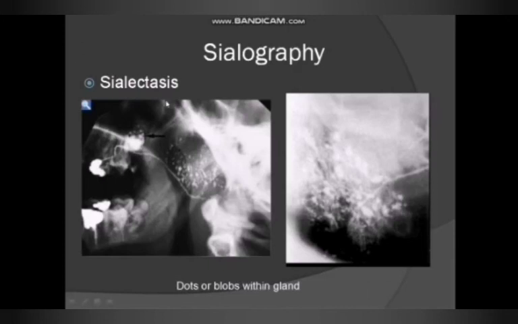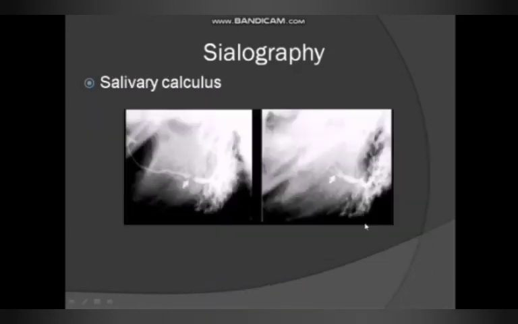In sialadenitis, which is an inflammation of glandular tissue, we can see a focal collection of contrast medium within the gland, giving us the appearance of dots or blobs. In salivary calculus, we can see the radiolucency on the way of the duct. This is a filling defect in the main duct. It indicates a calculus.